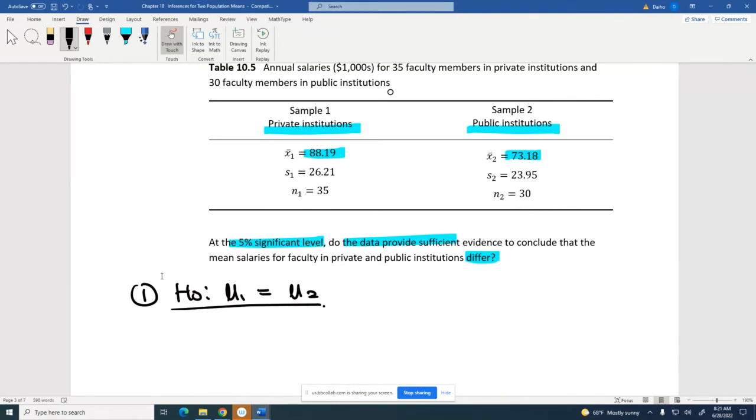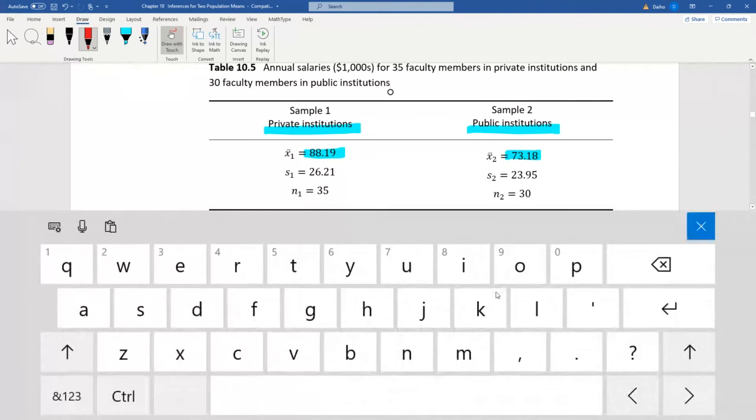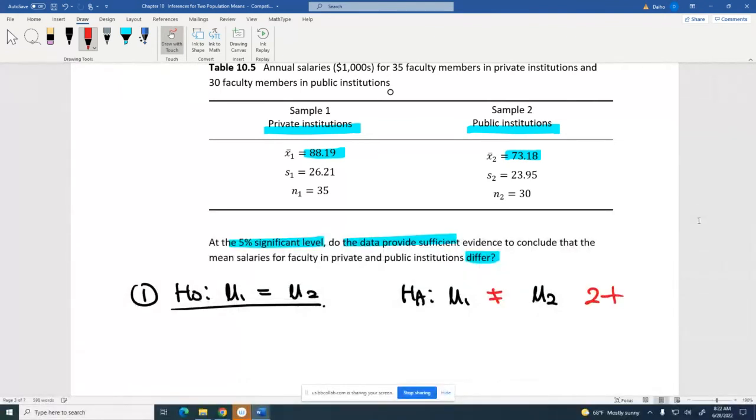In chapter 10, when we compare 2 groups, we always stated the null hypothesis like that: mu1 is equal to mu2. And now we compare mu1 and mu2 again. What will be the inequality in the alternative hypothesis? We had 3 choices again: not equal to, less than, greater than. Which one? Why? Differ. It's not equal to, yes. Two-tailed. It's not equal to. It makes sense, right?